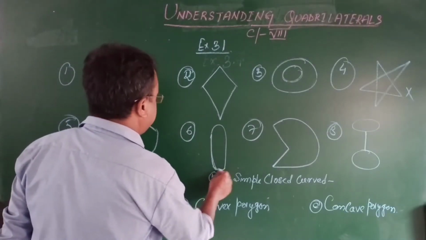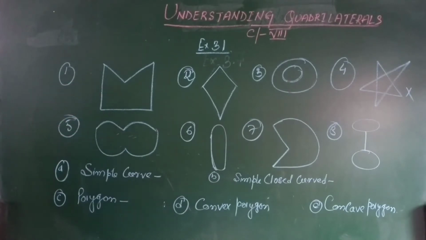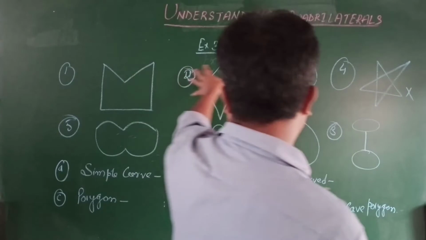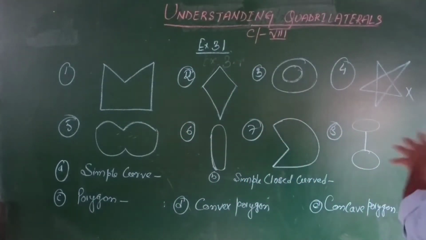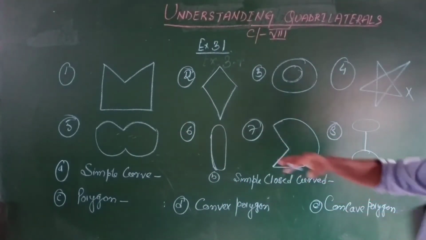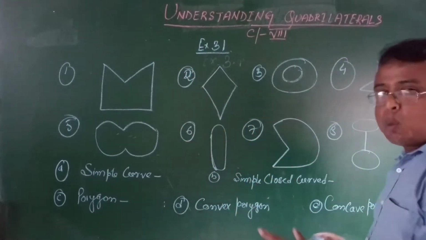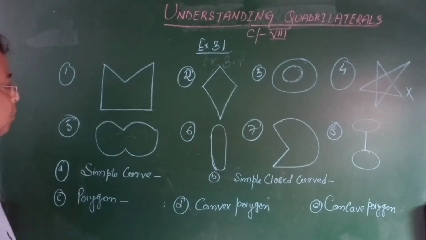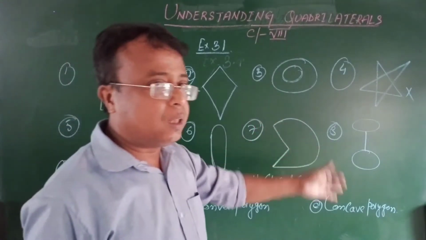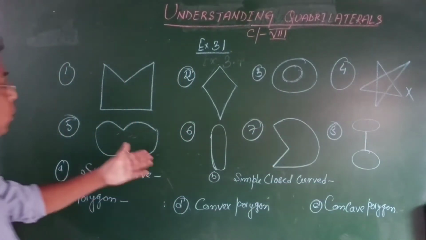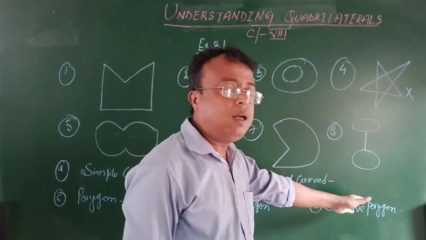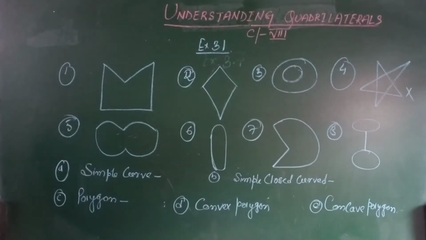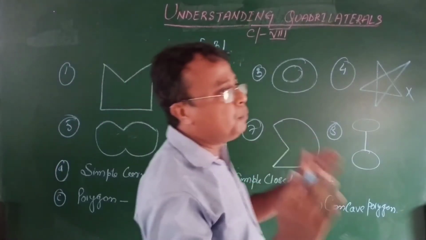Now come to exercise 3.1. In exercise 3.1 you see some diagrams are given, and from the diagrams you have to classify them: which are simple curve, which are simple closed curve, which are polygon, which are convex polygon, and which are concave polygon. Now you see here the first curve. Simple curve. Remember this. What is simple curve?